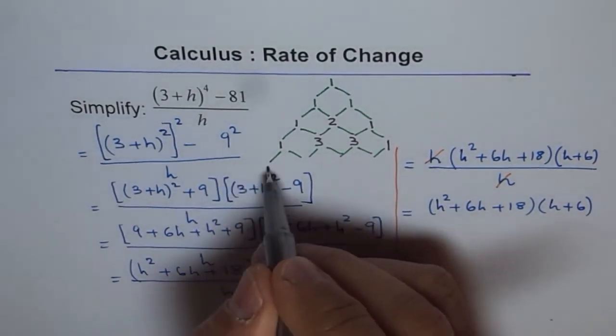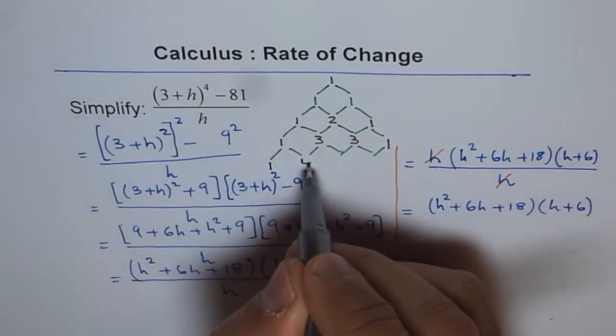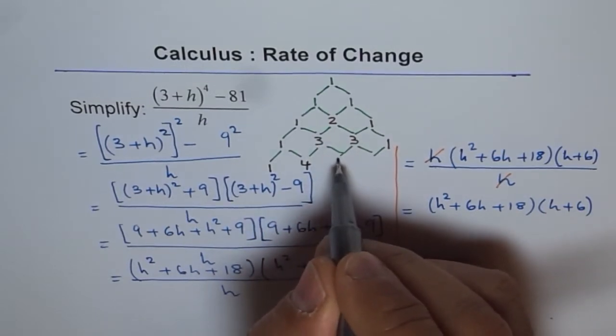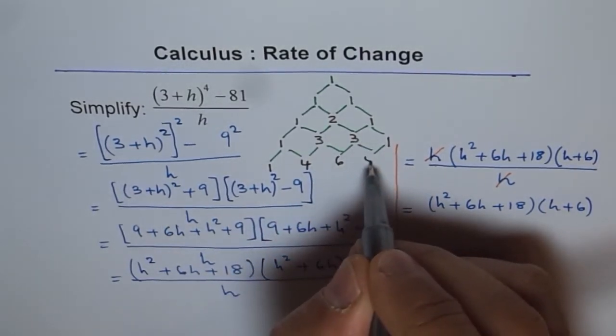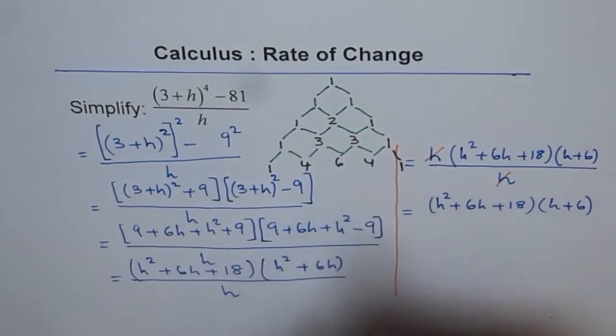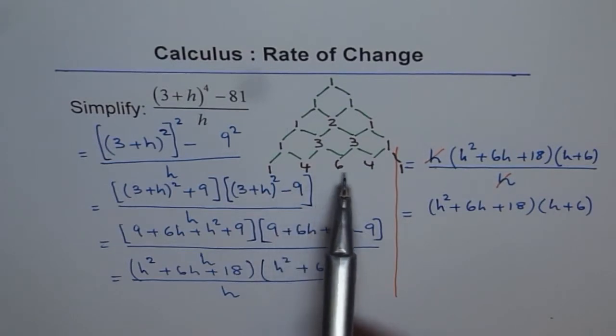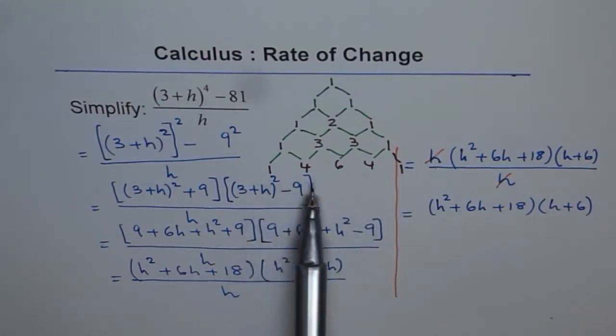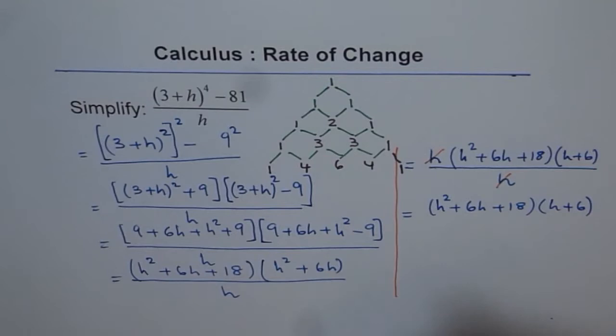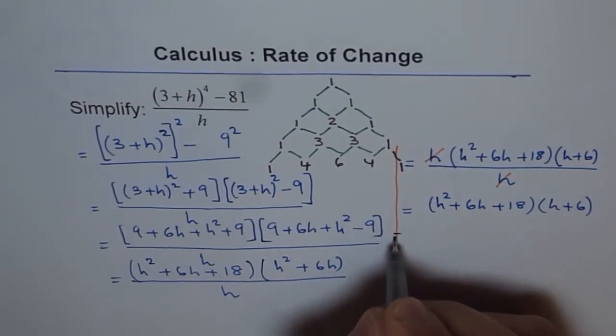So we get here 1, 3 plus 1 is 4, 3 plus 3 is 6, and 3 plus 1 is 4, and that is 1 for you. So with this expansion, we get 1, 4, 6, 4, and 1. Now we can use this expansion here to expand (3 + h) to the power of 4. And now let me expand this and write it down for you here in this limited space, right?